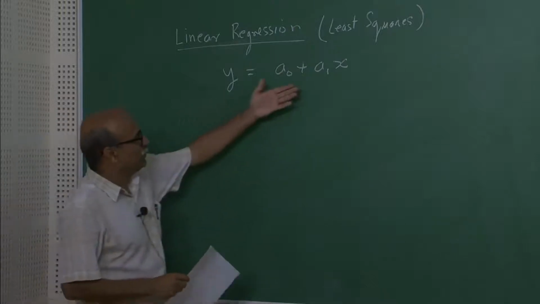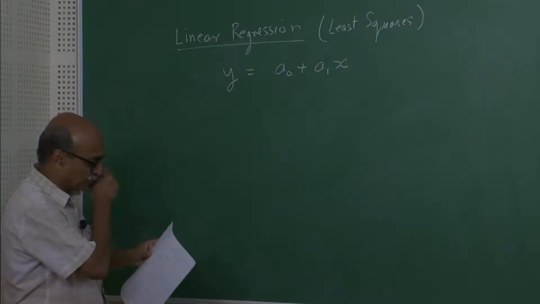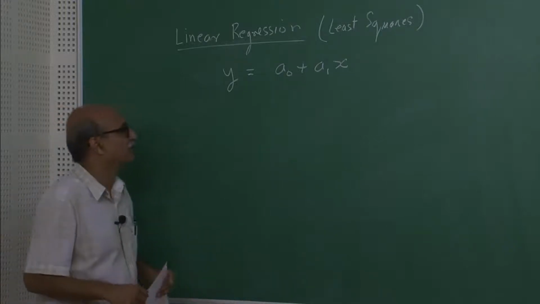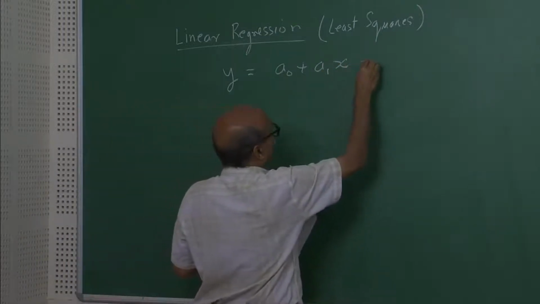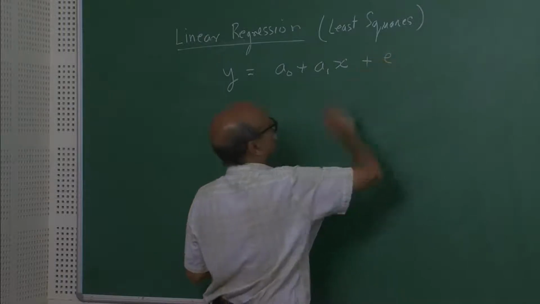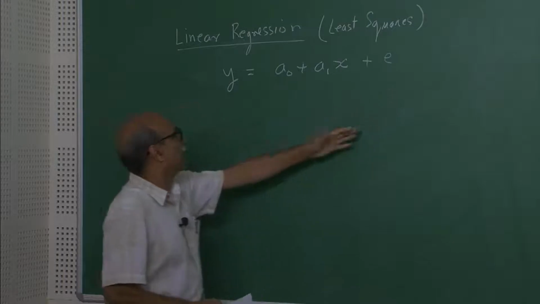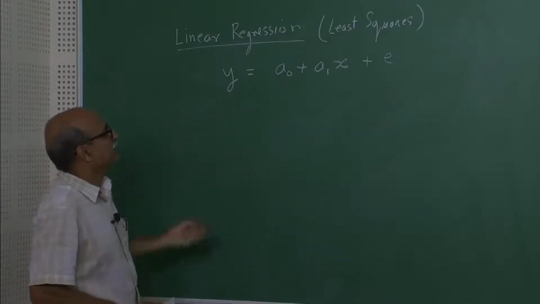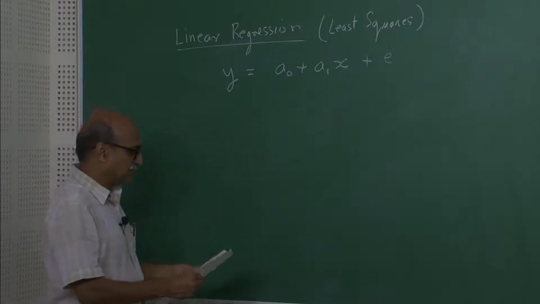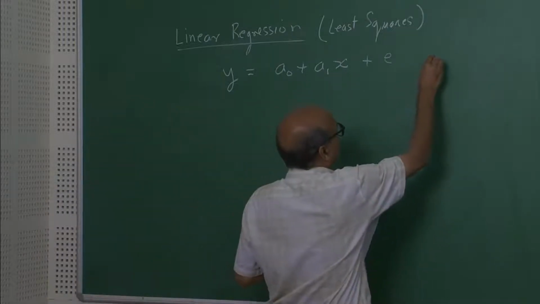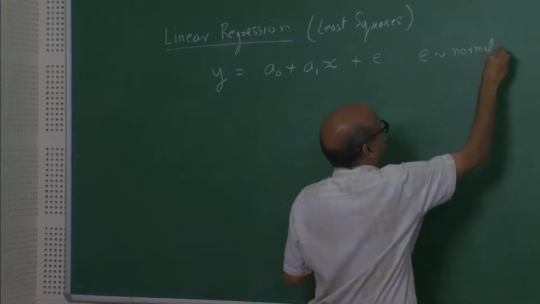Now, in any equation of this form where experimental data is involved, there is always a statistical variation of values. So, to such an equation we add an error term. This error is simply a statistical fluctuation of the response y when the independent variable x takes up a certain value. We assume that this error follows a normal distribution.